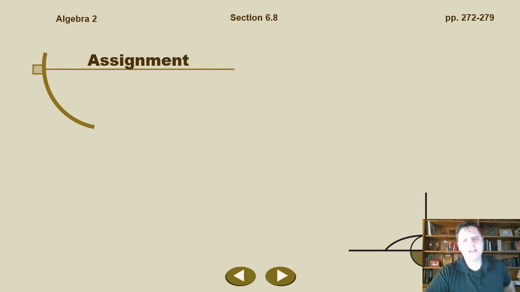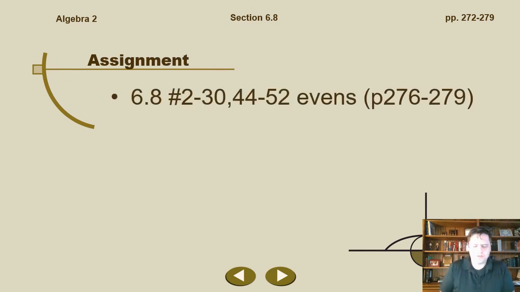All right, well, I think we've said enough this week. So here for 6.8, I want you to work on problems 2 through 30 and 44 through 52, the evens. This is on pages 276 through 279. And as always, let me know if you need any additional help. If I can help you in any way, I'd love to do that. If you guys want to get on a Zoom call, I'm more than happy to do that as well.